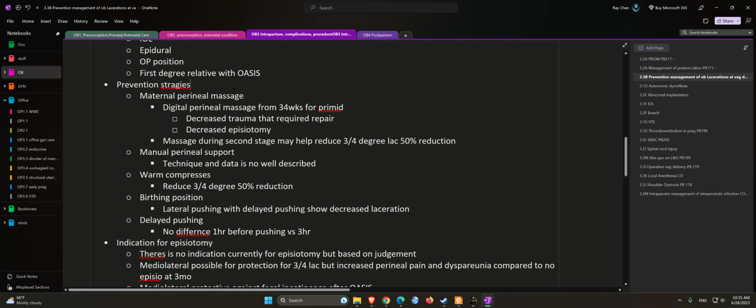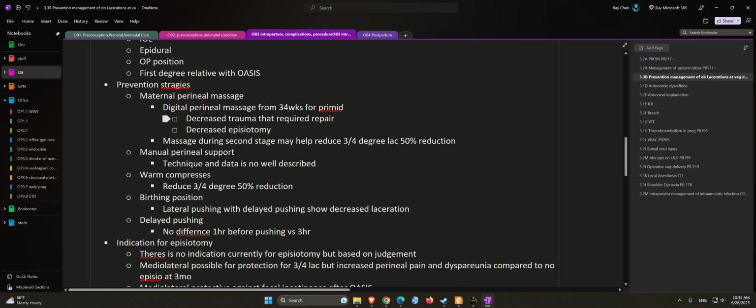Prevention strategies: maternal perineal massage. Digital perineal massage from 34 weeks for a primiparous patient can decrease trauma that requires repair and decrease the need for episiotomy. Massage during the second stage may also help reduce third and fourth degree laceration, about a 50% reduction.